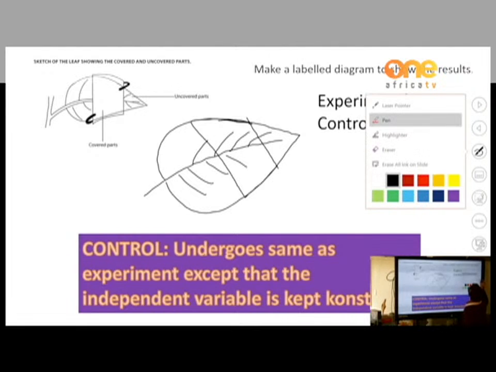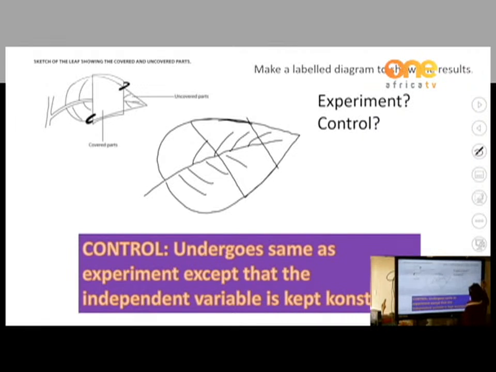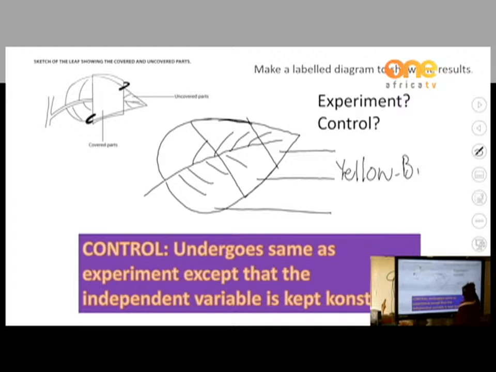Okay? And of course we do this with a ruler. And now this part was covered. So this part will be yellow-brown. And this part was blue-black.